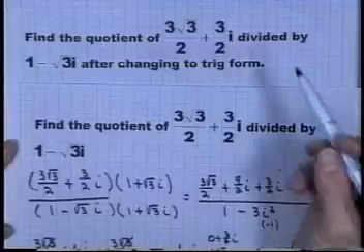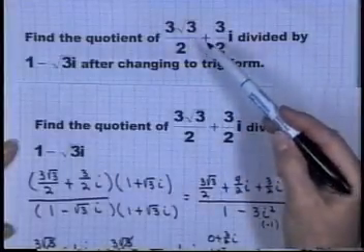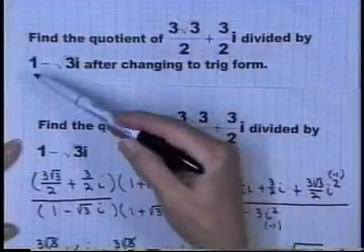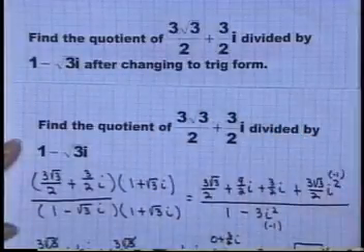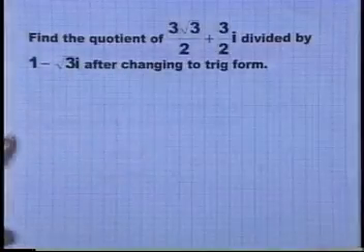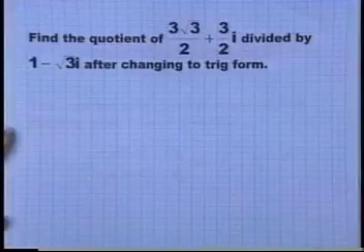You'll notice again, I'm using the same numbers. I want 3 square root 3 over 2 plus 3 halves i, divided by 1 minus square root 3 i, after changing these numbers to trig form. Okay, so let's do our conversions first of all.